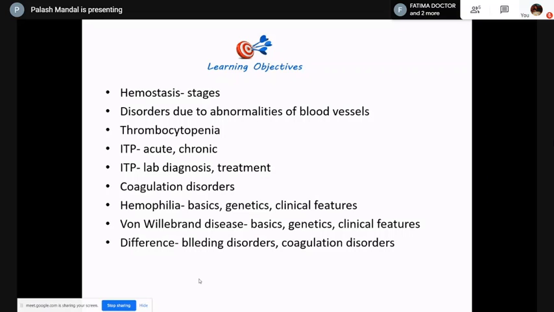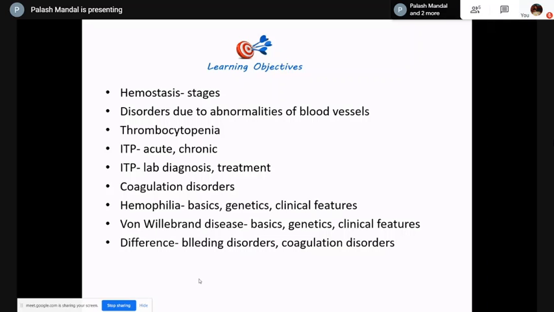So we will be discussing our topic under the following headings: hemostasis, disorders due to abnormality of the blood vessels, thrombocytopenia, immune thrombocytopenia, acute and chronic, lab diagnosis and treatment of it, coagulation disorders. It's a big topic, I know, but since the holidays are coming and I have to finish the whole thing in this coming 2 weeks, I thought I will squeeze two topics into one. Let's see how far we progress.